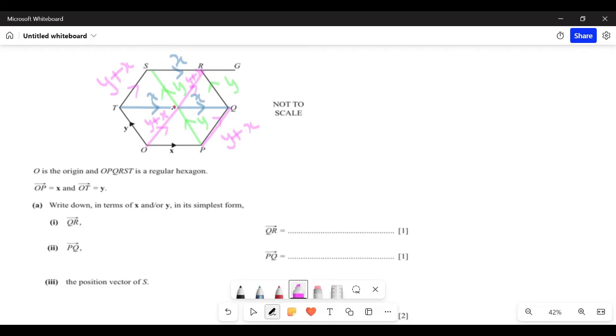Now you have enough information to do the first few parts of this question. Let's find the vector QR. Q to R is just Y. Next is PQ. That is X plus Y. Next is the position vector of S. Position vector of S means O to S. So this vector is going to be Y plus X, so 2Y plus X.